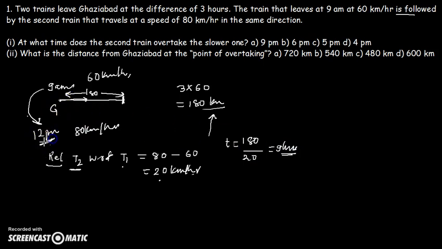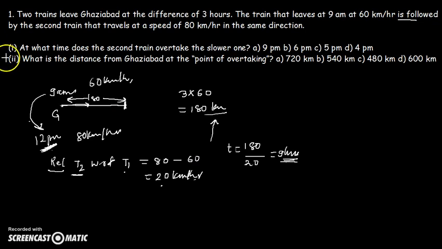So the instance when the train T2 starts, which is 12 pm, after 12 pm it takes 9 hours to meet the first train. Thus, for the first question, the answer should be 9 pm. The two trains meet at 9 pm. Or you can say the second train overtakes the slower one at 9 pm. This one. You could also approach this question in a different way.